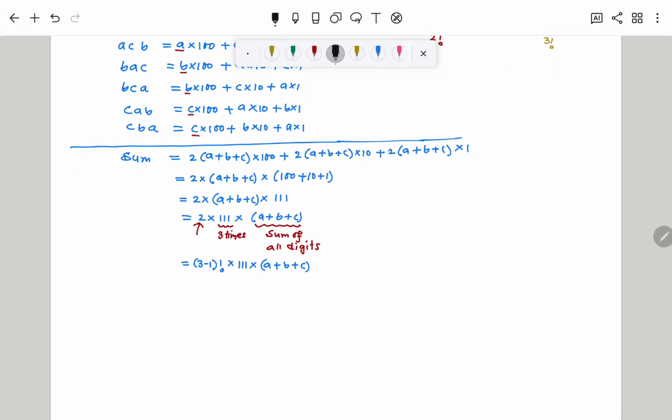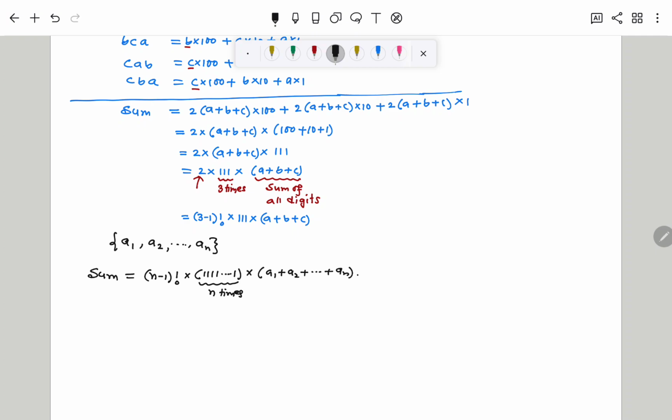If we have n digits, let's say a1 a2 dot dot dot an, and we want to take the sum of all n digit numbers using these symbols a1 a2 an, where the ai are all different. Then the sum will be n minus 1 factorial into 1 1 1 dot dot dot 1, taken n times, into the sum of all digits, a1 plus a2 plus dot dot dot an.